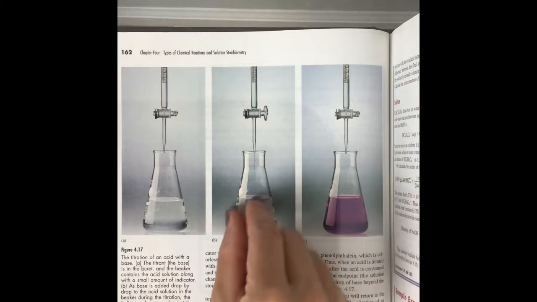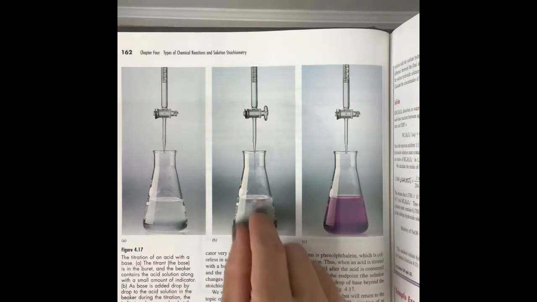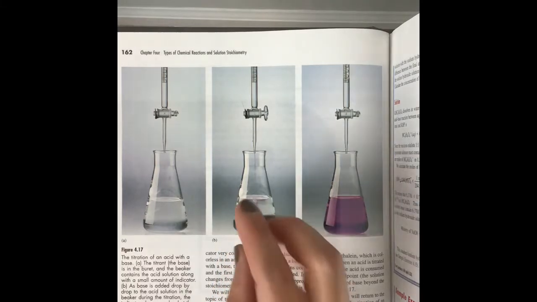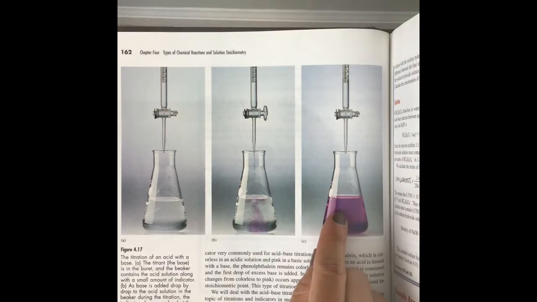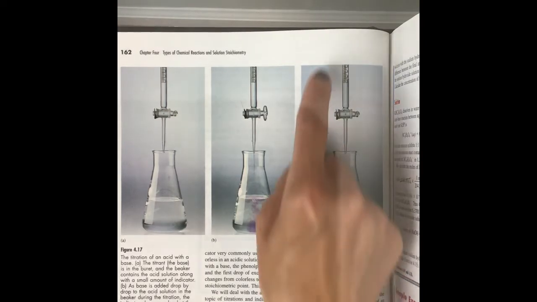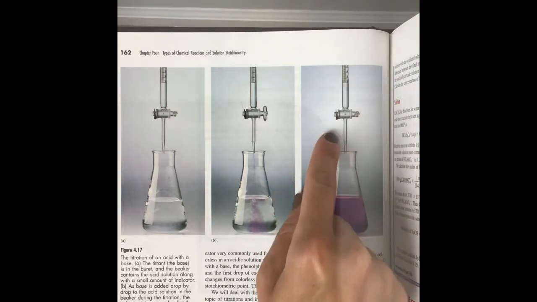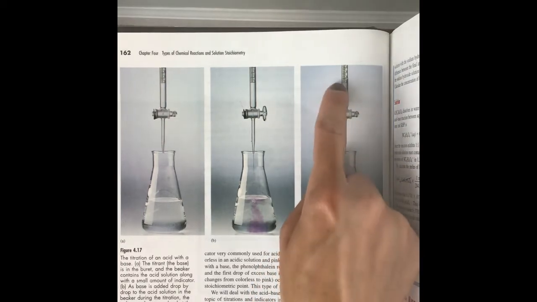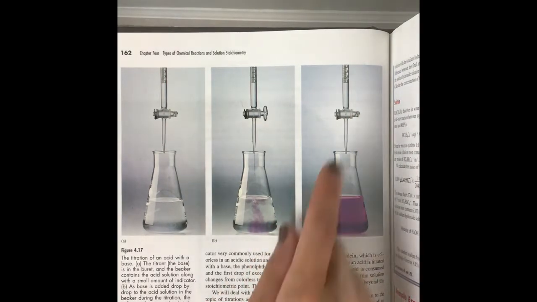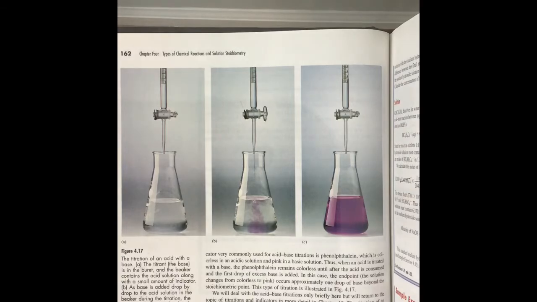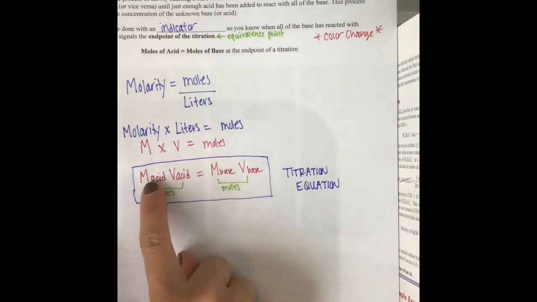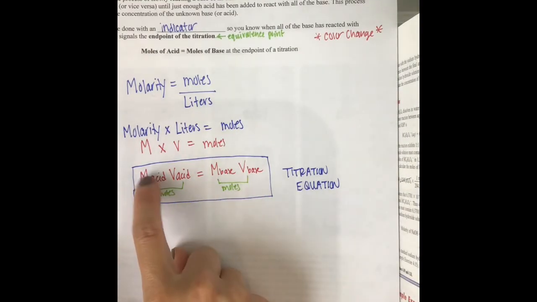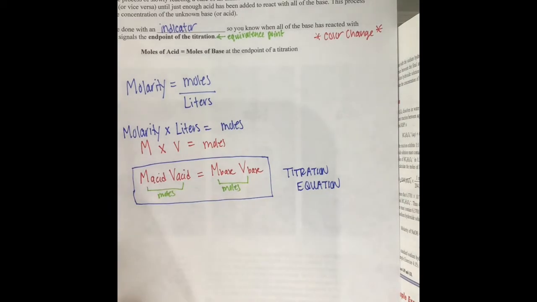So as you're adding this, you're slowly swirling and mixing this. And then all of a sudden, it's going to turn pink. And that tells you to stop adding your known solution. You're going to take a final volume reading and you'll be able to use the equation that we just talked about to figure out the molarity of your unknown.